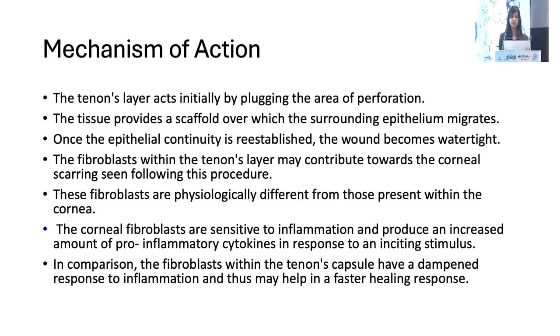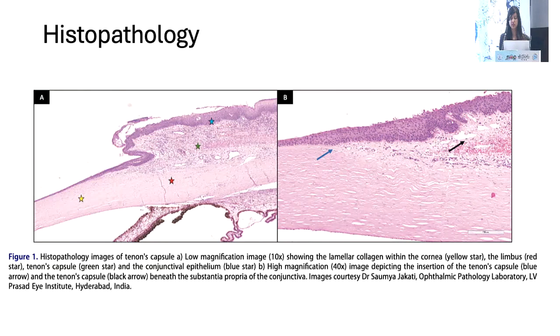Now, how does it act? It basically acts by a mechanical plugging, which is like a volume replacement. You've lost cornea there, and mechanically it's plugging the area of perforation, and also it provides a scaffold over which the surrounding epithelium now migrates. The difference here is that the fibroblasts coming from your Tenon's are different from the corneal fibroblasts. The corneal fibroblasts are more sensitive to inflammation, whereas the Tenon's fibroblasts have a dampened response to inflammation. I think this is a very important point because that's why I guess the Tenon's graft is doing well.